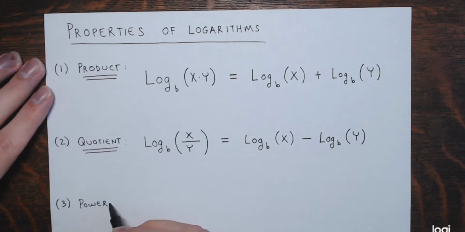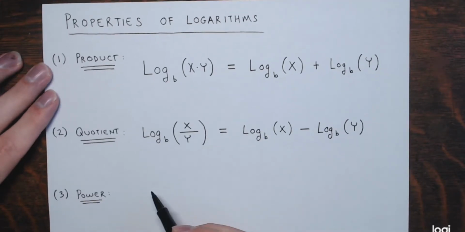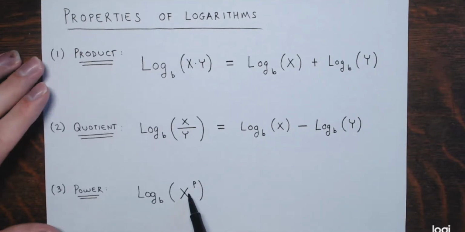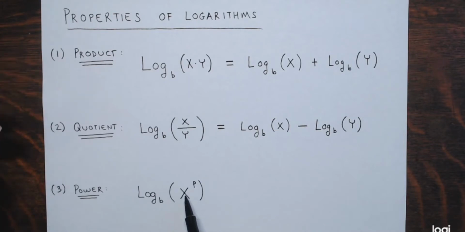So here's the power property. This is where you have the logarithm, base b, whatever the base is, of some expression raised to a single power. And I'll use p for power. Now you've got to be careful with this one. You can't just take out any power you see. This entire expression inside the logarithm is raised to a single power. All right, entire expression to a single power.